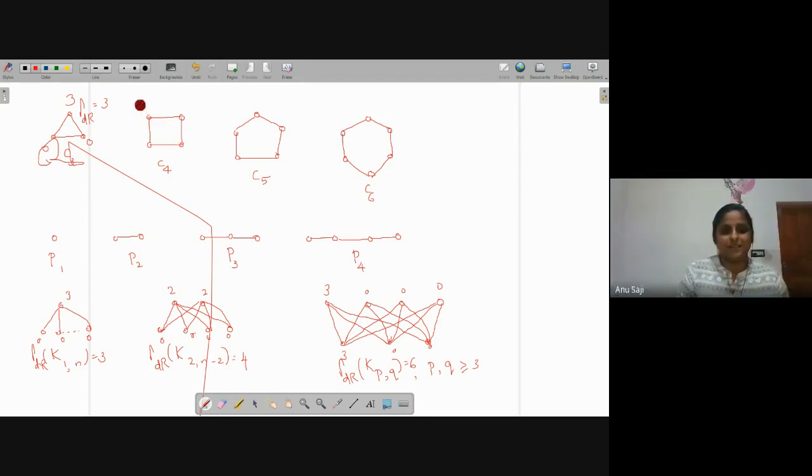What about C4? 4. We can give 2 to alternate vertices and 0 to other vertices. Each 0 vertex is adjacent to 2. Therefore, gamma dr of C4 is equal to 4.